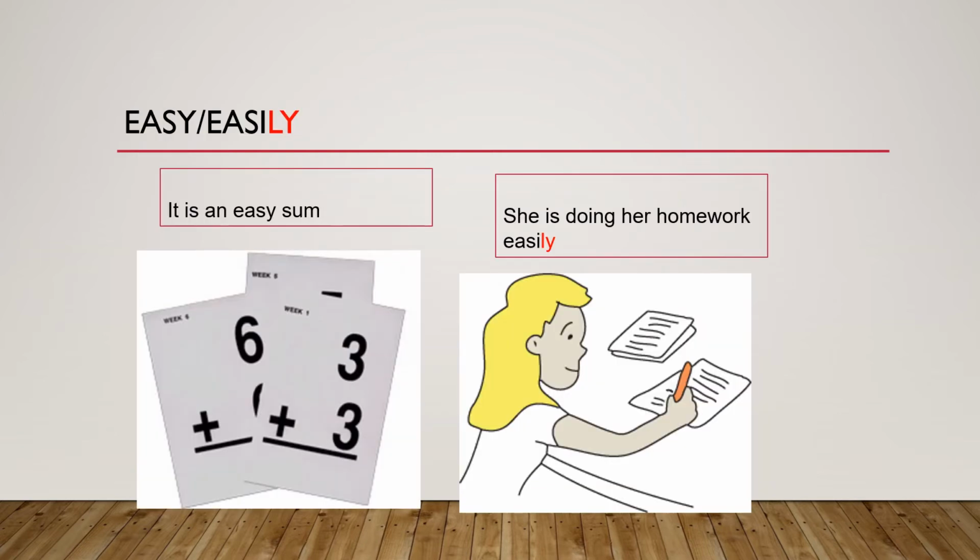Easy, easily. It is an easy sum. 3 plus 3 equals 6. Of course, that is very easy. It's an easy sum. And then take a look at the girl in the picture. She is doing her homework. How? Easily, because she knows it, because she's intelligent, because she studies a lot, because she pays attention to the teacher. So she does it easily, with no difficulty.